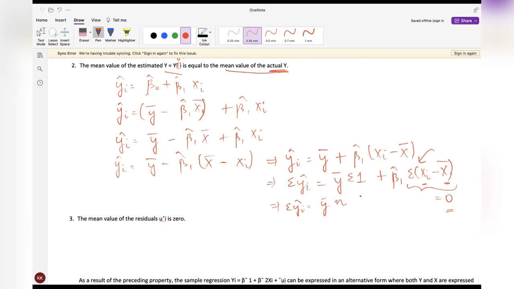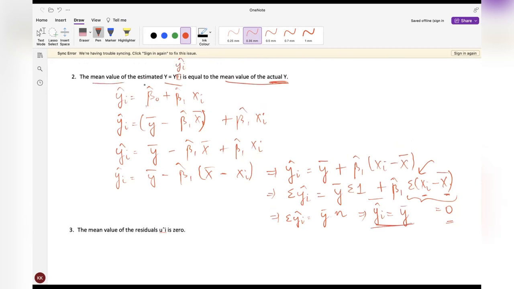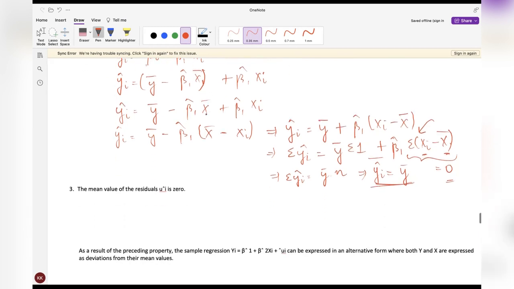Now let's divide both sides by n, or take this n to the left hand side, and we will be left with the sample mean. We will be left with the mean of the estimated value and the mean of the actual value of y. And this is what our property was, that the mean value of estimated y is equal to the mean value of actual y.